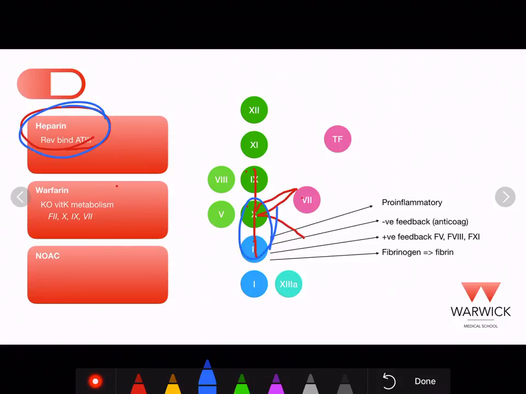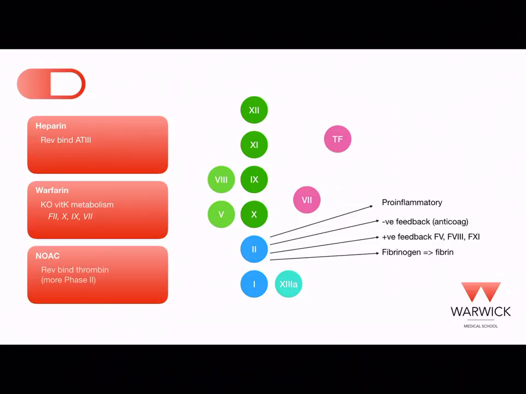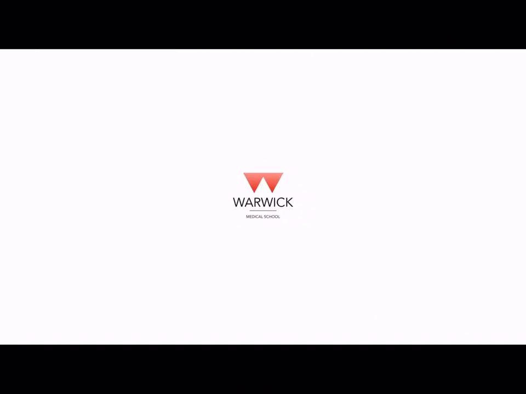Bing. Yeah. New oral anticoags, like dabigatran, reversibly bind thrombin. We'll do more of that in phase 2. But it's basically a direct target, so they are more specific. They don't require monthly monitoring. Happy? And that's it. Fabulous.